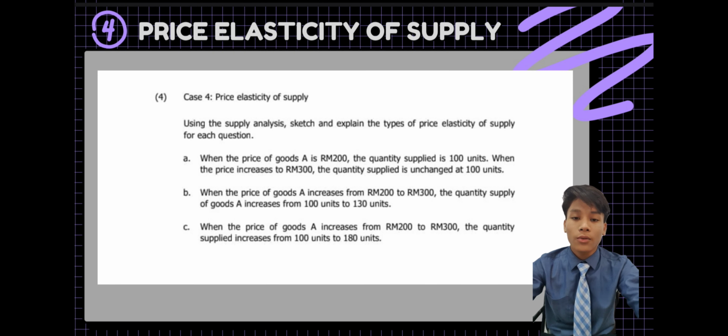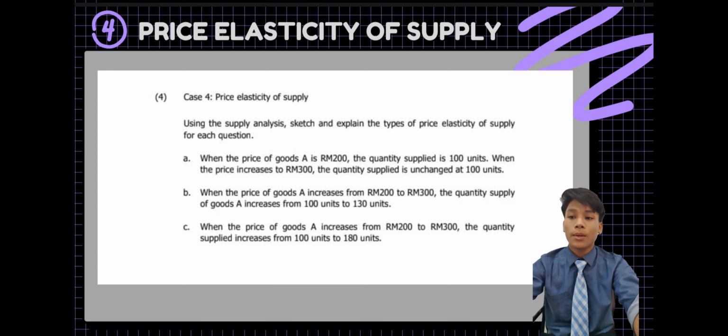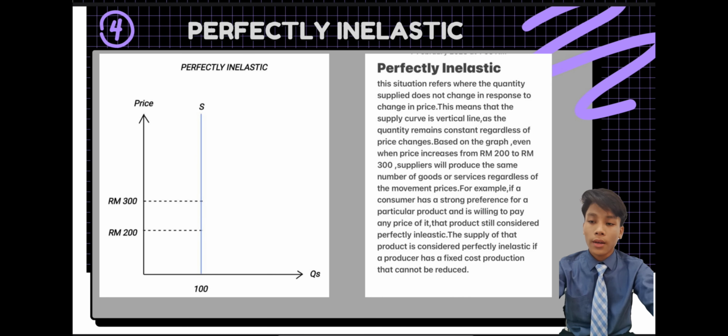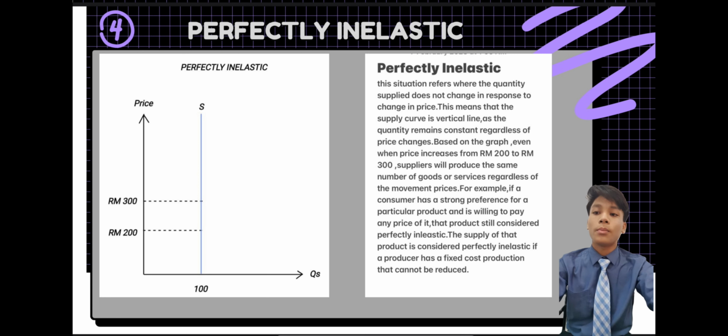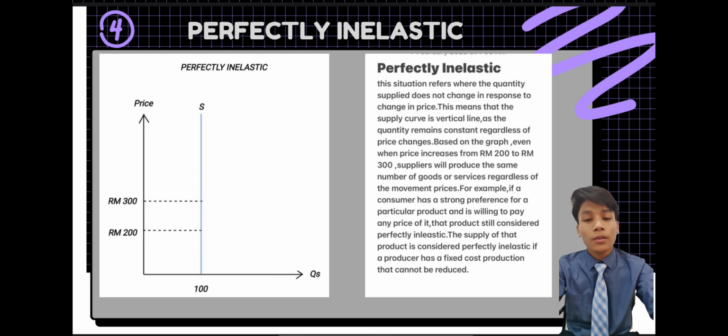For the last question, which is question 4, A, B and C, I need to analyze, sketch and explain the types of price elasticity of supply for each question. For question 4A, based on my analysis, this situation relates to perfectly inelastic supply because it refers to where the quantity supplied does not change in response to a change in price. As you can see in the graph, the supply curve is a vertical line.